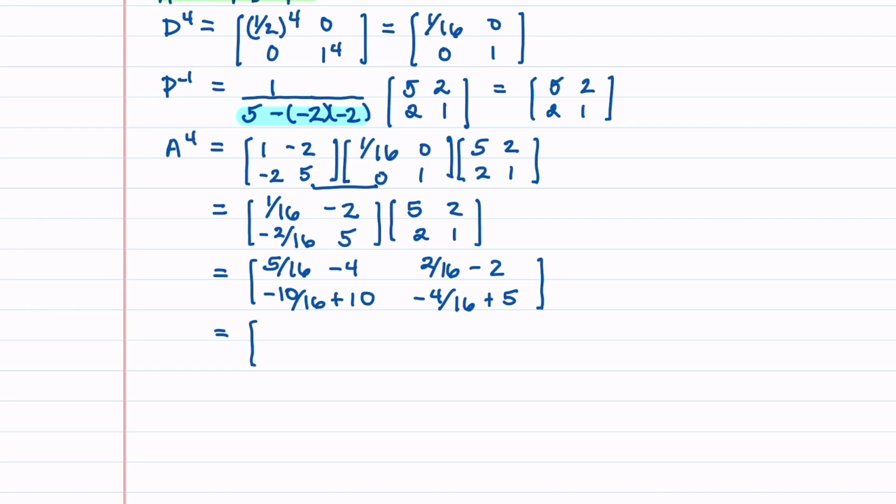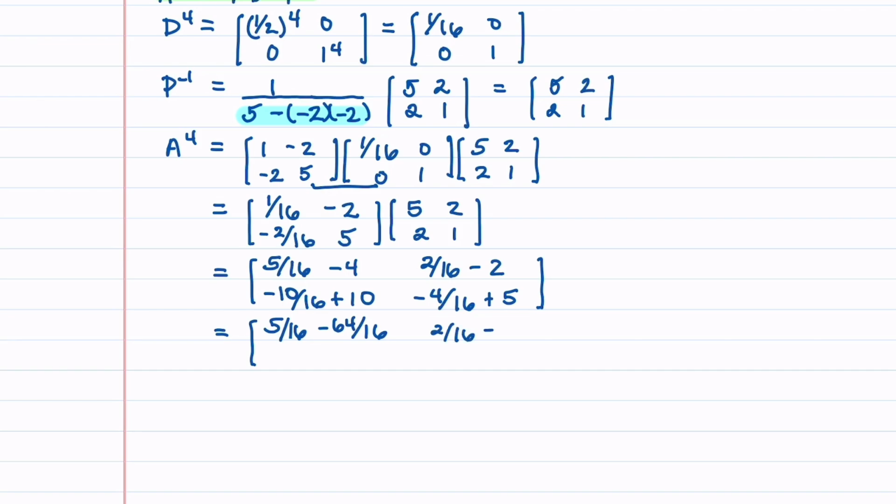Let's see what this gives us. We got some fractions here that we have to work with. The upper left is going to be 5 over 16 minus 64 over 16. The upper right is going to be 2 over 16 minus 32 over 16. The lower left, we have a minus 10 over 16 plus, oh wow, 160 divided by 16. And in the lower right, we have our minus 4 over 16 plus 5 times 16, which is going to be 80, divided by 16.